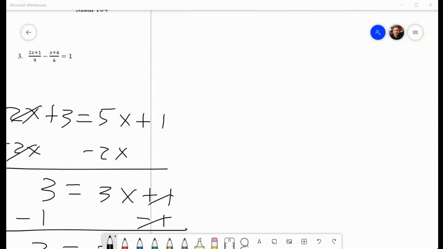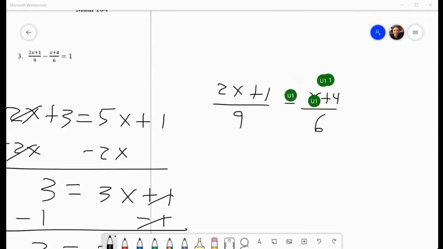So now what we're going to have is this. Here we go. So we have (2x plus 1) over 9 minus (x plus 4) over 6 equals 1. Okay, so again, let me just mark that off.